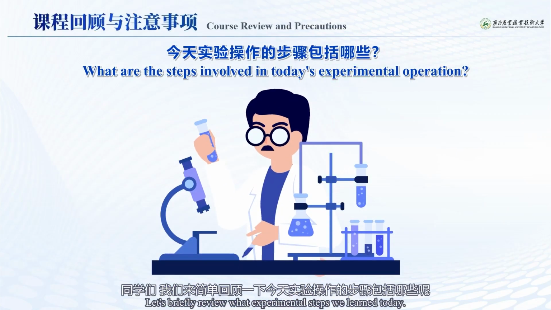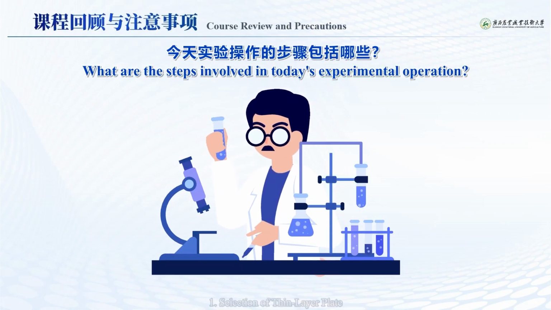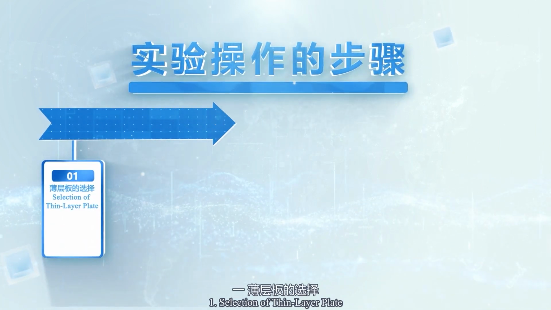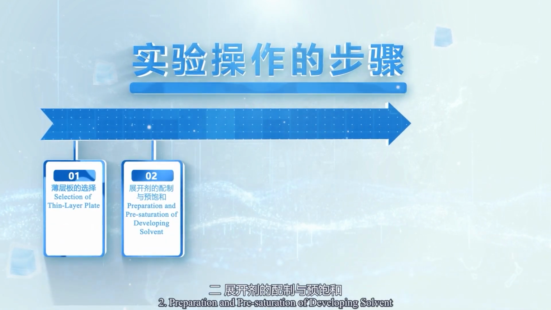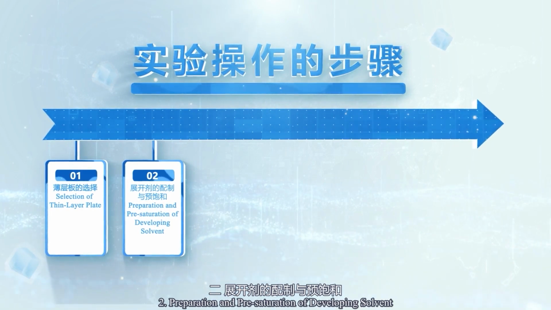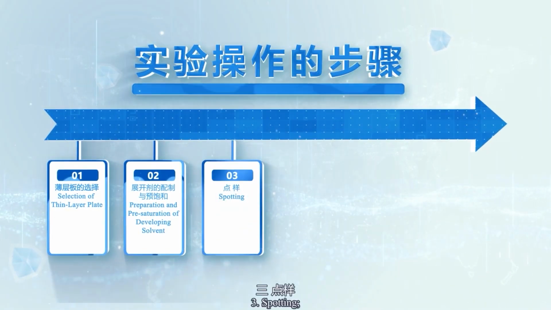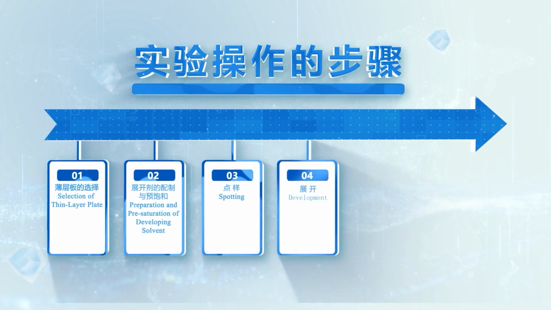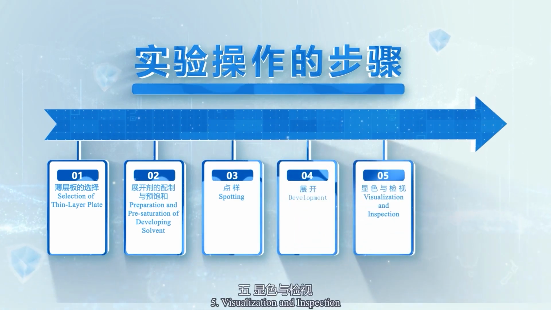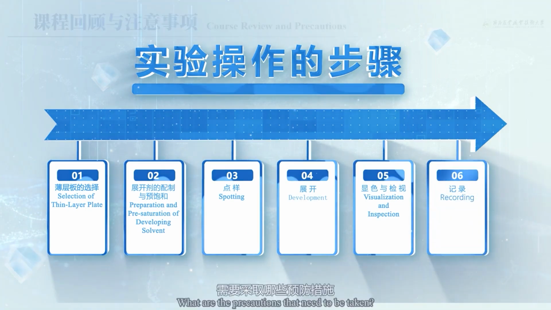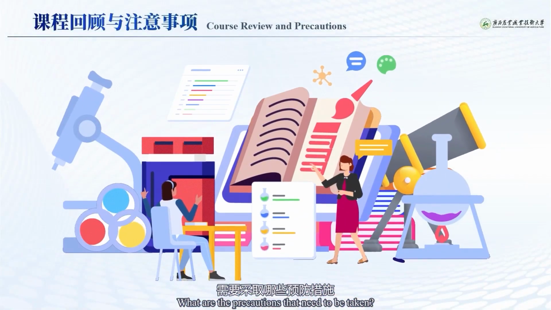Let's briefly review what experimental steps we learned today. First, selection of thin layer plate. Second, preparation and pre-saturation of developing solvent. Third, spotting. Fourth, development. Fifth, visualization and inspection. Sixth, recording. What are the precautions that need to be taken?